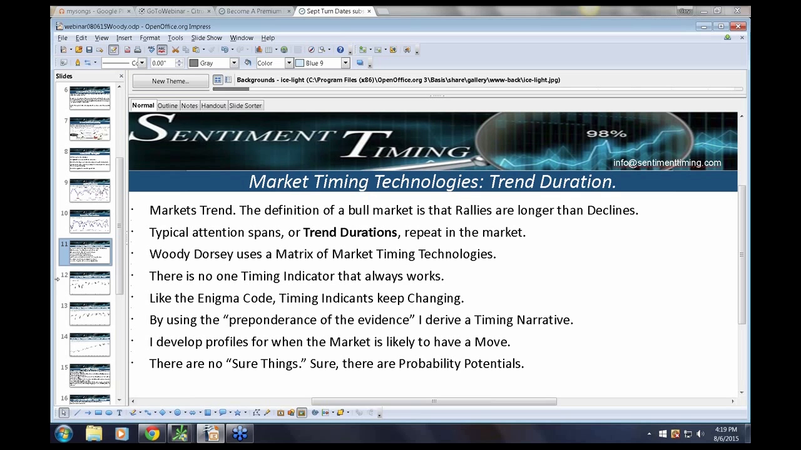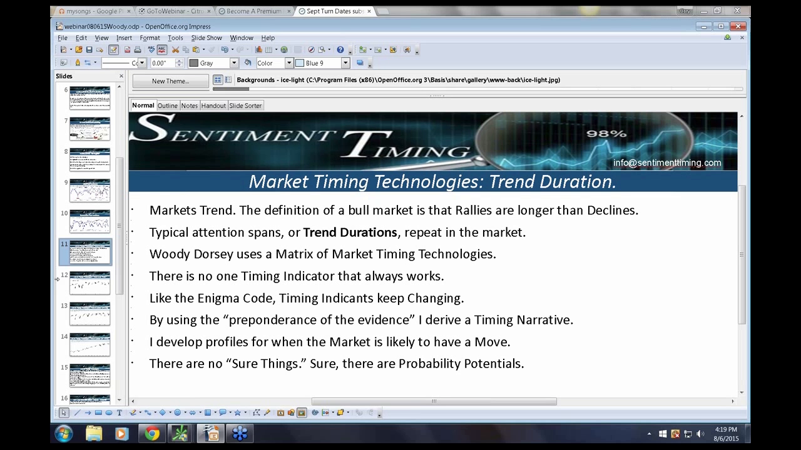So I look at what I invented, these trend durations or attention spans in the market, and how they may repeat or tell us something or not. There is no one timing indicator that always works 100%. So as I said, there's a number of things that I look at.